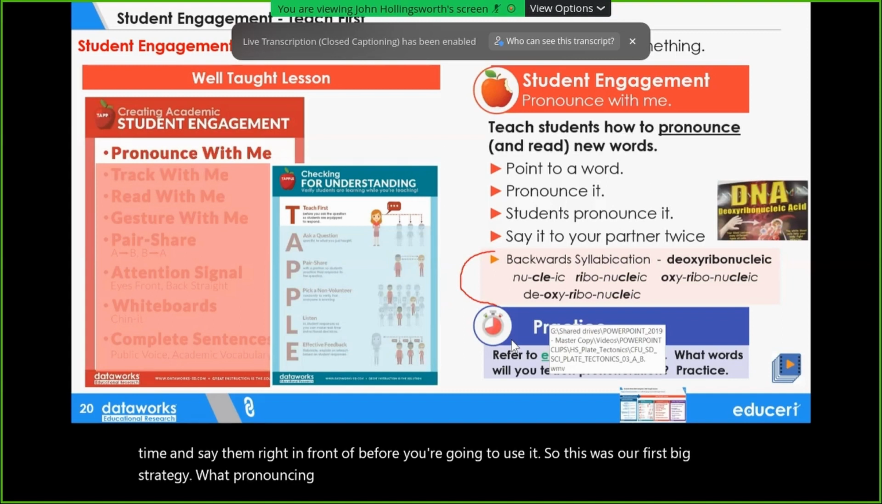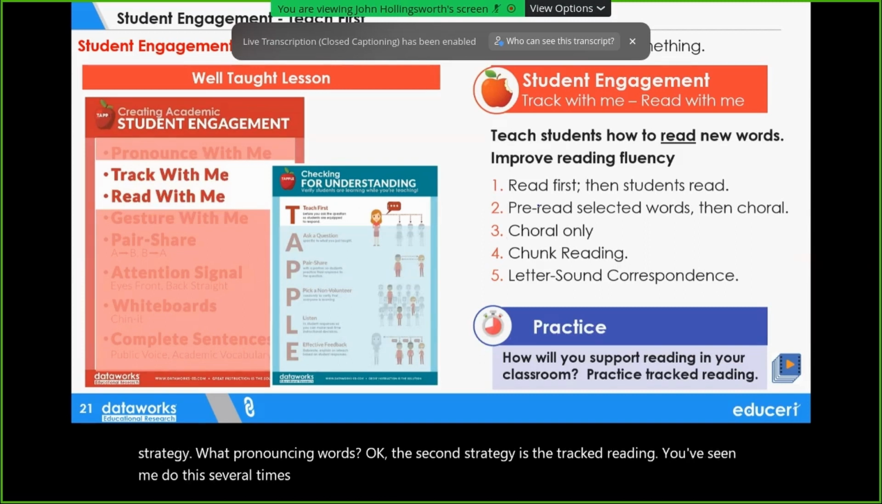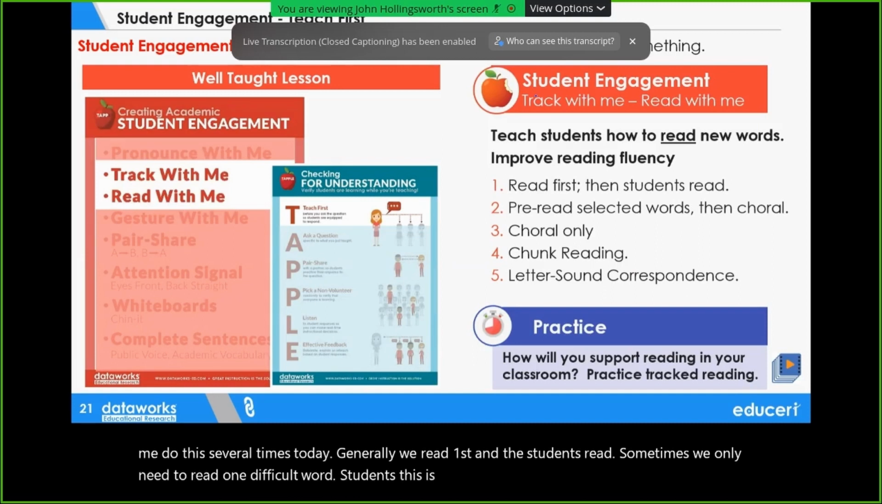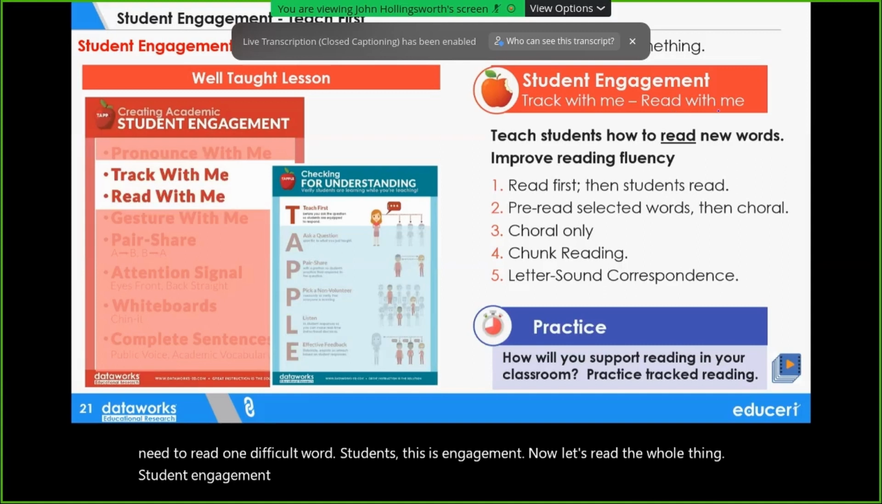So this was our first big strategy, what? Pronouncing words. Okay, the second strategy is the tracked reading. You've seen me do this several times today. Generally, we read first and the students read. Sometimes we only need to read one difficult word. Students, this is engagement. Now let's read the whole thing.